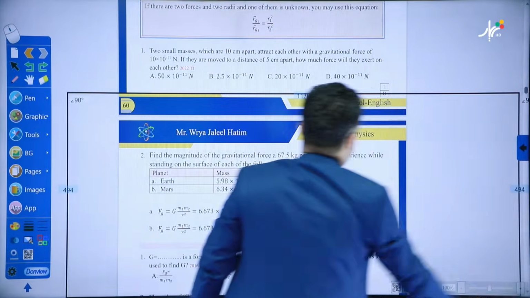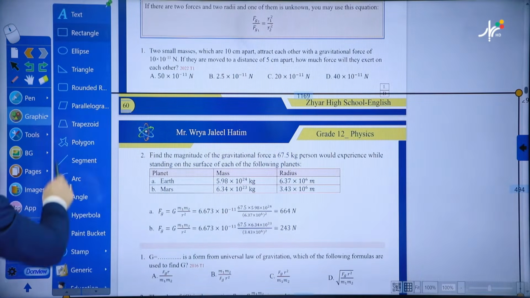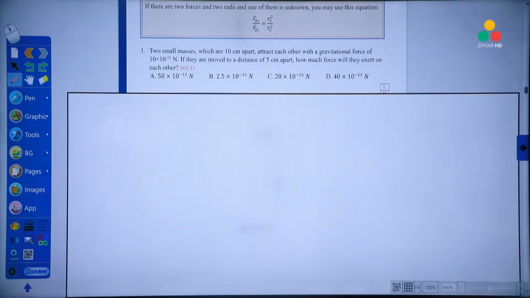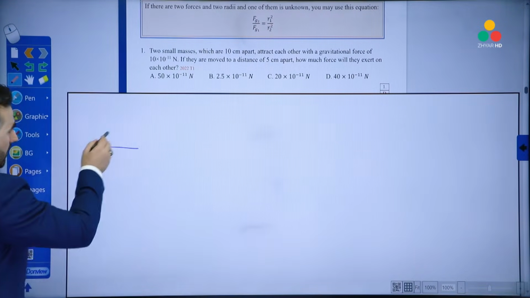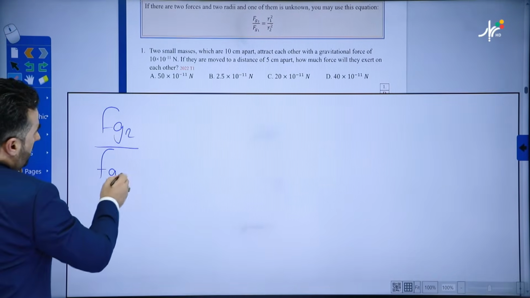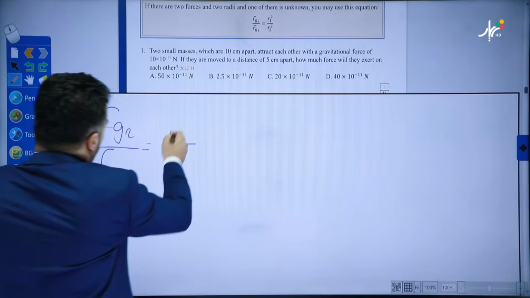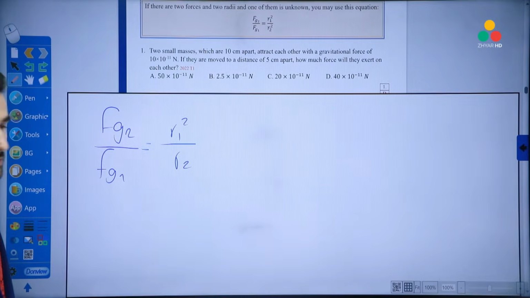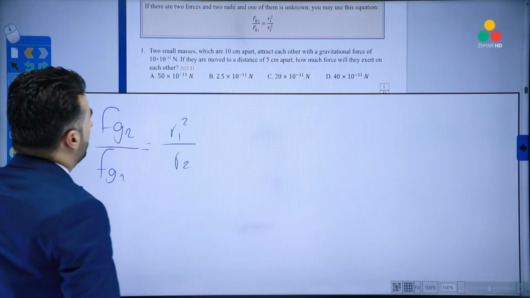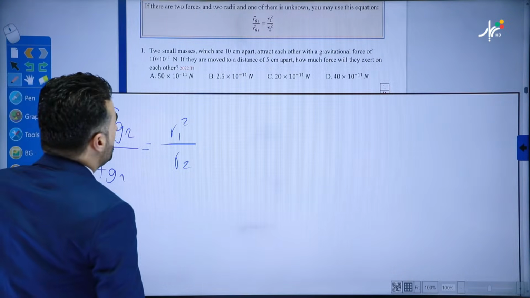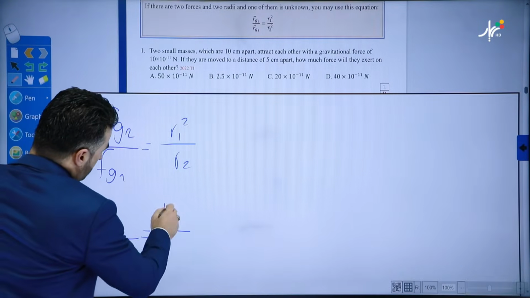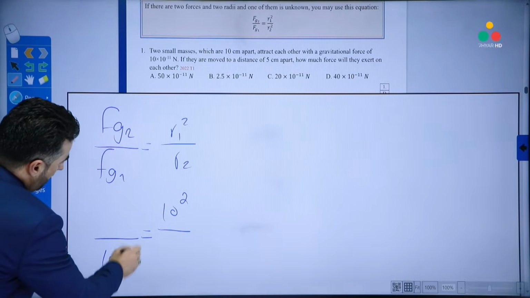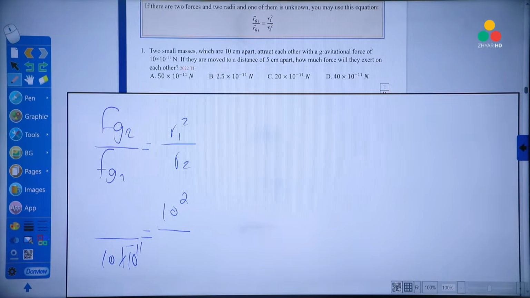All right, so remember what we have. It says two small masses which are 10 centimeter apart. So we can say, using this equation, Fg2 over Fg1, and we have radius 1, the separation between them, squared, and this is for the first time. Now you can cross multiply them, or whichever is unknown, you can find it using this equation. So now, substitute the numbers. 10 centimeter apart, so R would be 10 centimeter, that is 10 squared, with a gravitational force of 10 times 10 to the power negative 11, if they are moved to a distance of 5 centimeter.